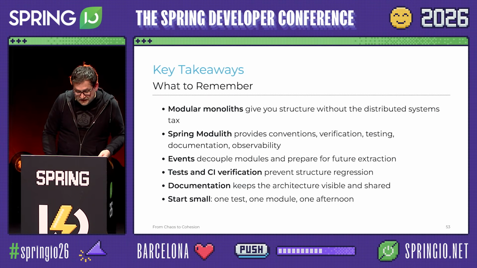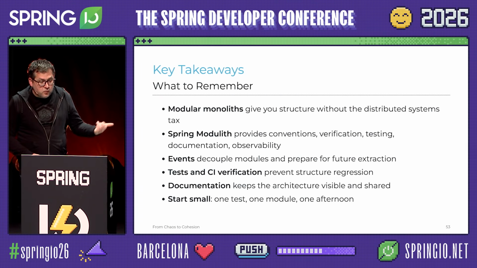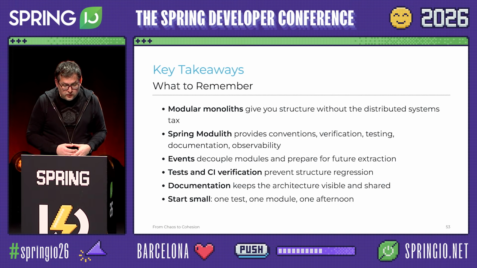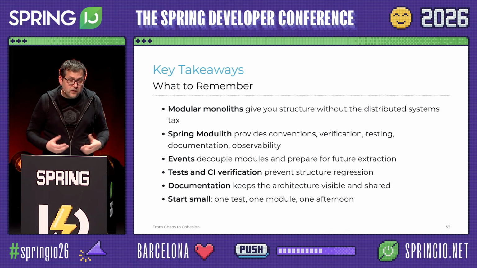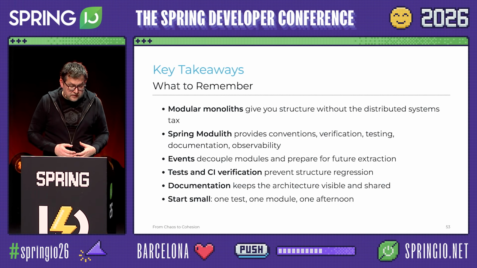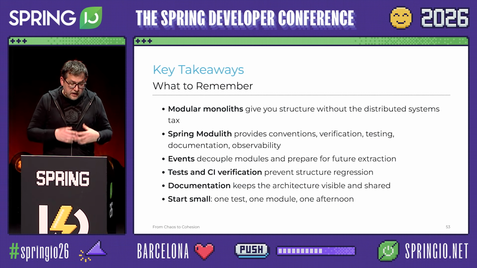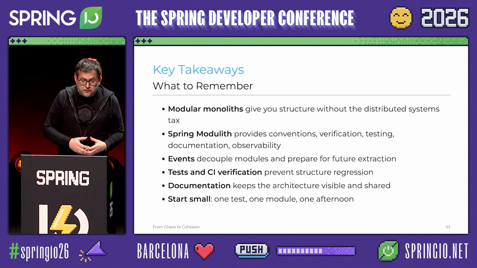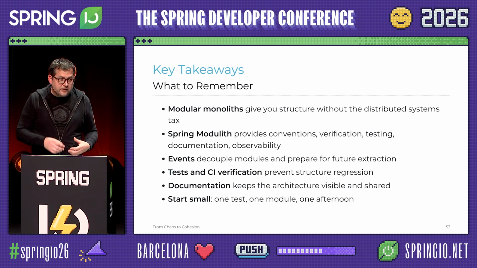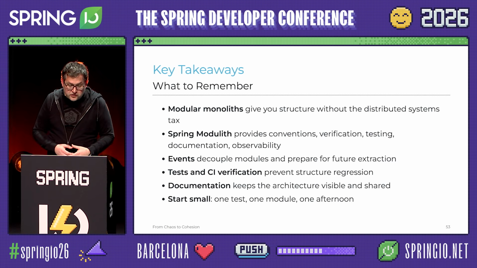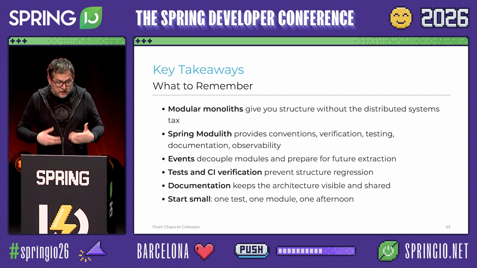So let's do that. The takeaways for you should be: modular monoliths give you structure. That's very important. Then we have conventions which are built in, and we just saw that it's one single test we need to write. There is not much to write like on ArchUnit and others because it's already done inside. Testing, documentation, and observability are provided too, which makes our life way easier, and things are visible. Events help us with decoupling modules and prepare for further extraction. We have the tests in our pipeline, so you can prepare for regression and make sure that they don't go into your code. You have documentation already generated, and you can build up on that.